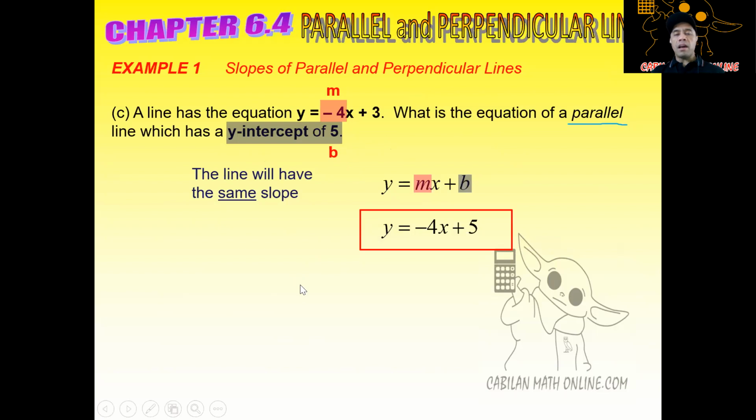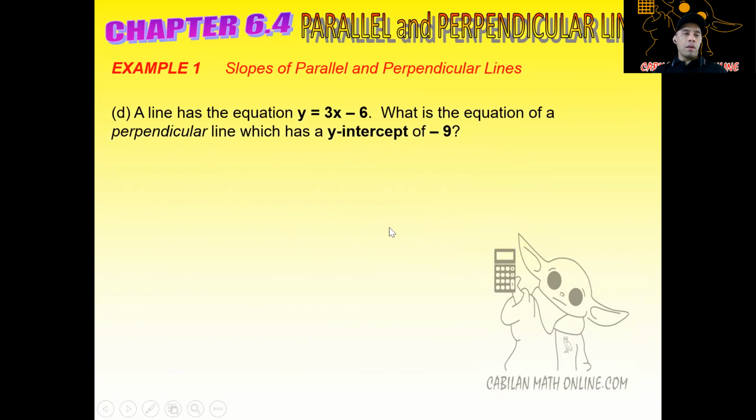Now, again, anytime a question asks you for the equation of a line, the first thing that you must always write is y equals mx plus b. And you're going to see that in this last example as well. It says here, a line has the equation y equals 3x minus 6. What is the equation of a perpendicular line that has a y-intercept of -9? The key word in this question is the word perpendicular.